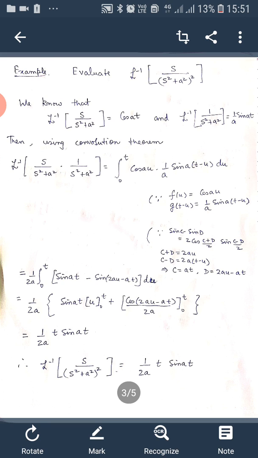If we solve these two equations, we will obtain the values of c, which is nothing but a times t, and d is equal to 2au minus at. So I am going to express the integrand in terms of this trigonometric formula, that means sin c minus sin d.